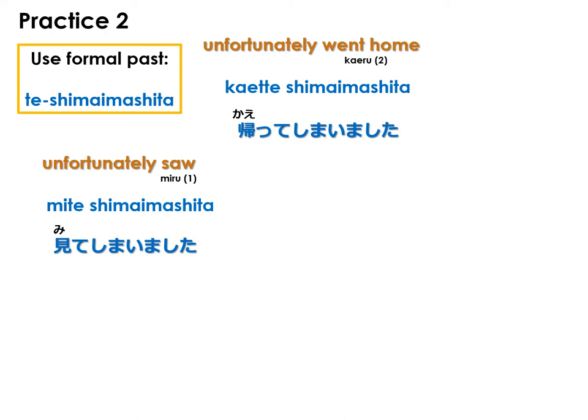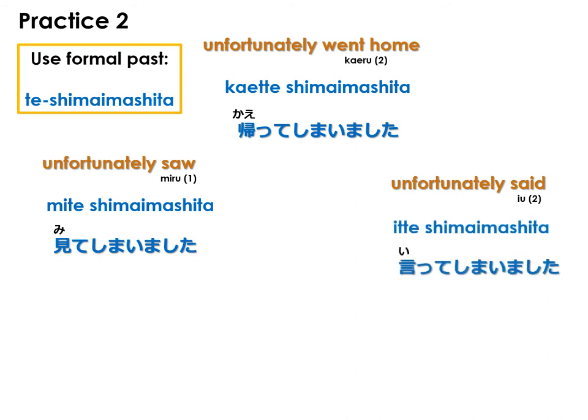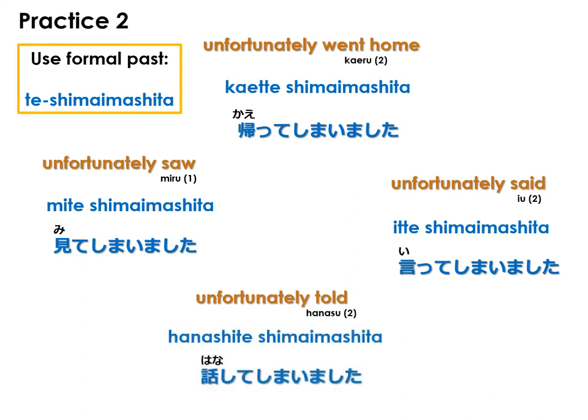Next one, unfortunately said. In Japanese, itte shimaimashita. You say this, say, in the heat of anger, you say something to your friend that you regret later on. Next example, unfortunately told. In Japanese, hanashite shimaimashita. Maybe you told someone's secret to someone else because you couldn't keep a secret, and now you regret it.